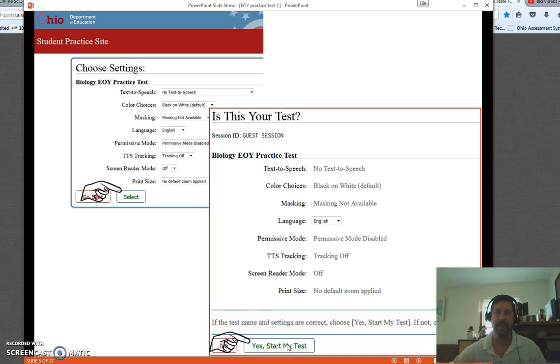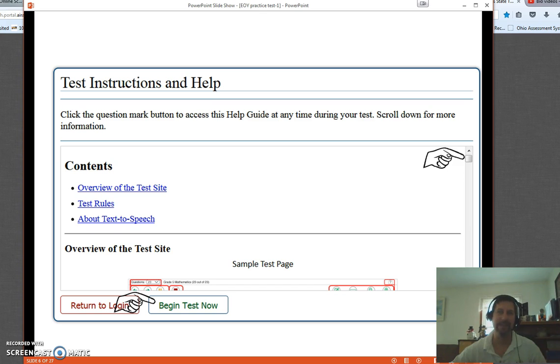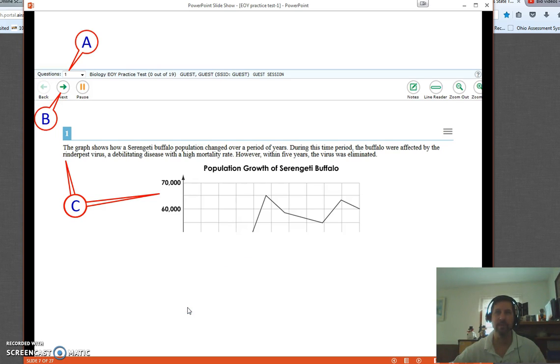Now, the thing is, that's not really starting the test. They tell you it's starting, but it's not really starting. So then they'll give you a little bit of information, and you can actually scroll down and get a whole bunch of information. If you're interested, go ahead and do that. But once you're done with that, click Begin Your Test Now. And this is what you're going to see.